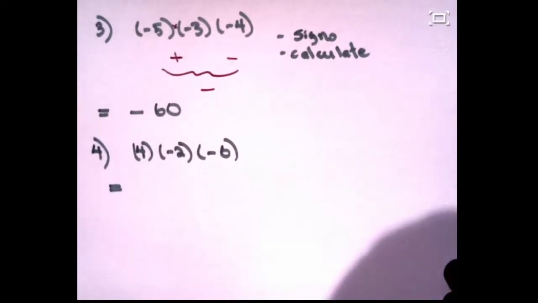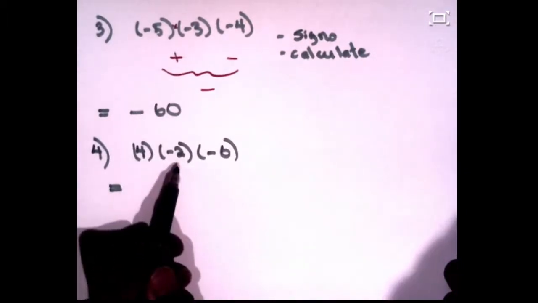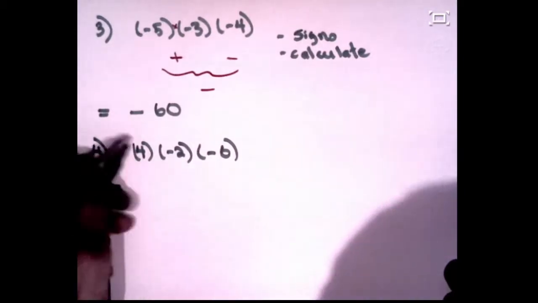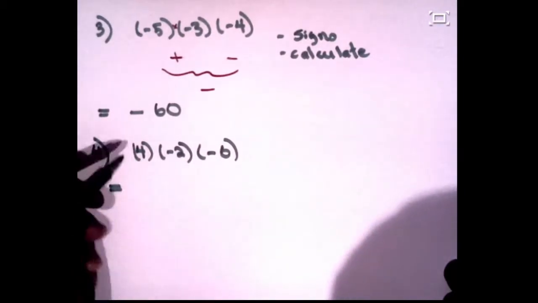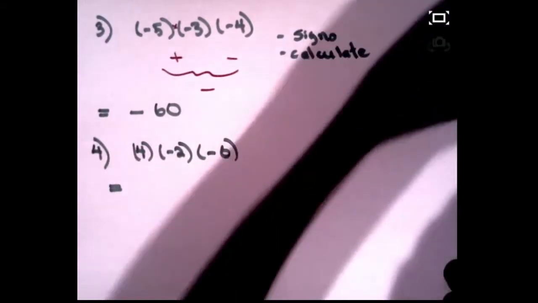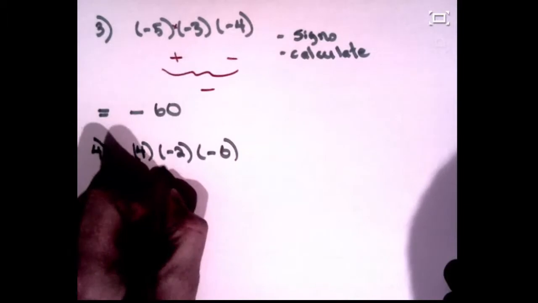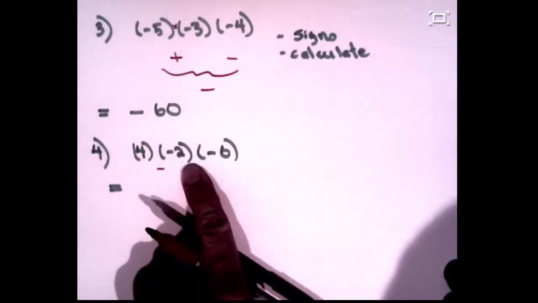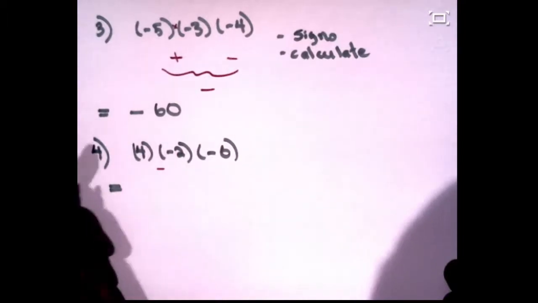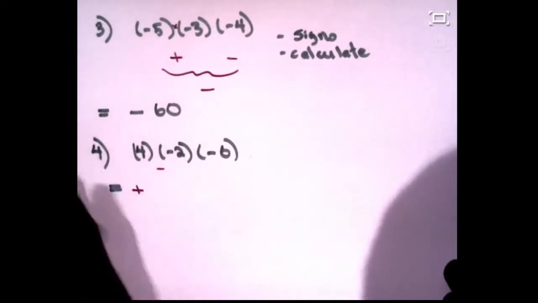Let's try example 4. So 4 multiplies negative 2 multiplies negative 6. Do your signs first. What's 4's sign? Nothing there, so he's positive. Okay, so the positive with the negative, maybe you want to do this. That makes this negative. And then all this being negative, with that negative, we realize the whole thing becomes positive.